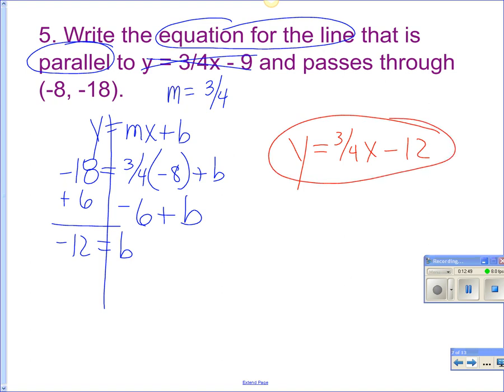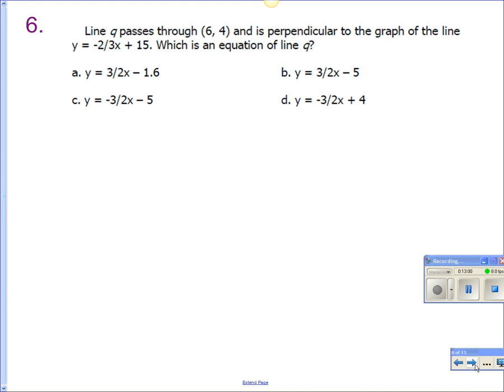Good. Y equals 3/4 x minus 12. Good? All right. Let's keep on trucking. Number 6, line Q passes through 6, 4 and is perpendicular to the graph of the line y equals negative 2/3 x plus 15. What is the equation of line Q?